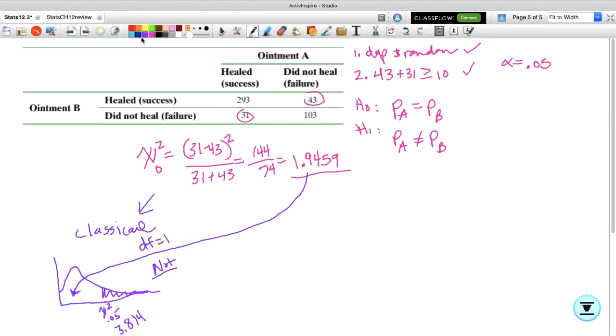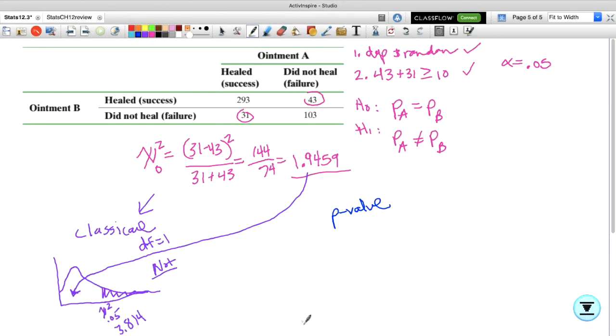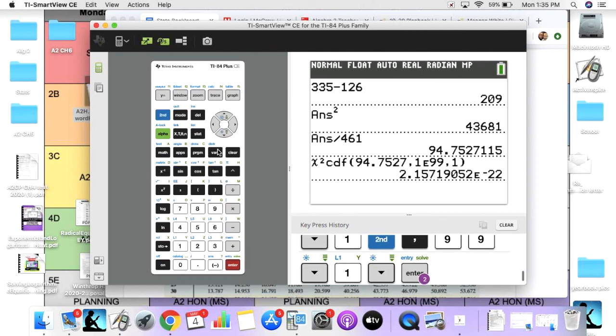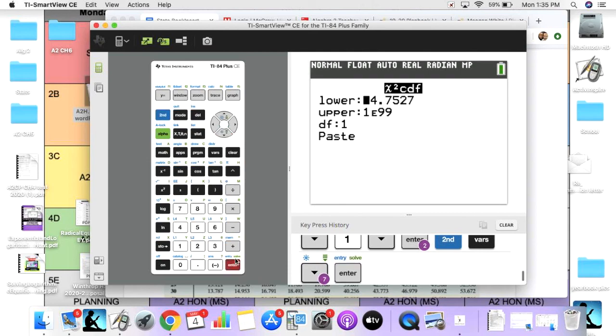If I were to do this using the p-value method, I'm going to use 1.95 on my calculator because it doesn't make a huge difference when I'm comparing it to 0.05. So I'm going into my distribution menu, second vars. I'm going to go down to option 8, which means I'm shading my chi-squared, and press enter. My lower bound, I said I was going to go out 2 decimal places, is 1.95. Remember, you always use your test statistic here. The upper is always going to be the infinite situation, 1e99, with a degree of freedom of 1.